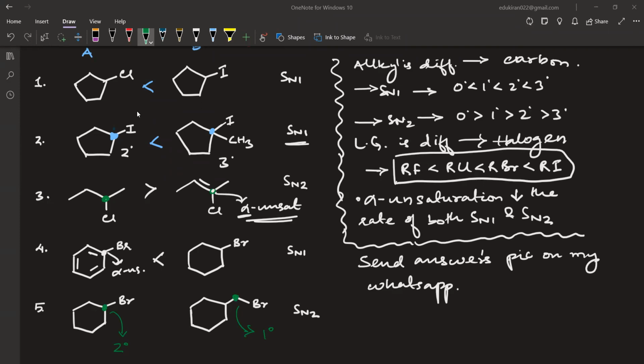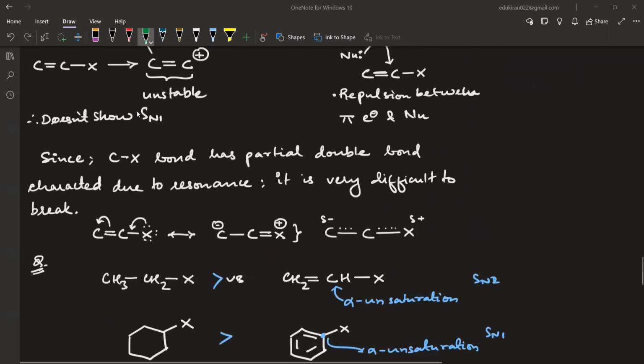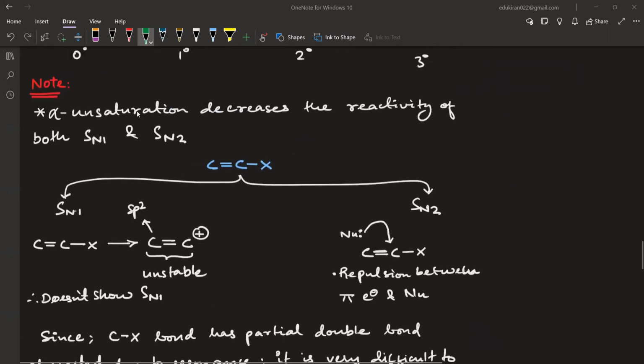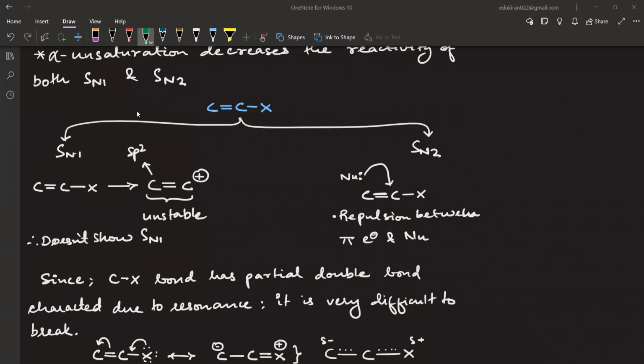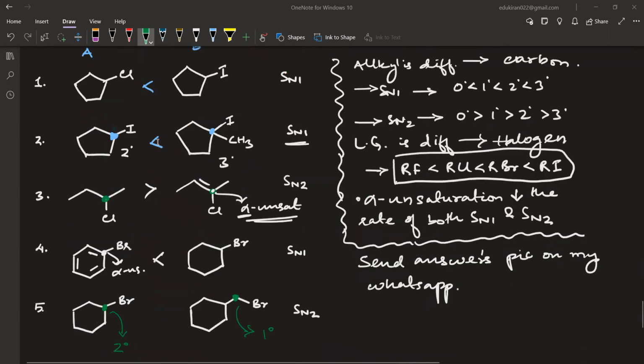What about the alpha carbon having a double bond, right? Yes or no? Yes, sir. And we have shown why it will be slower. Yes or no? You have not written this part. Because of partial double bond. Partial double bond repulsion between pi and a nucleophile, both things. Partial double bond character, the carbocation will be unstable. Yeah, all those reasons. Okay.